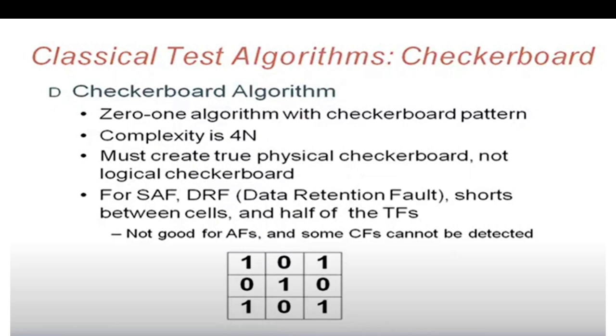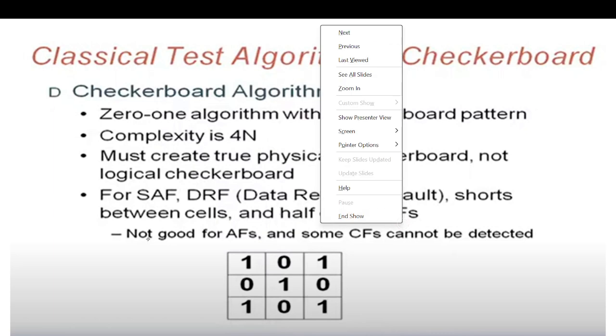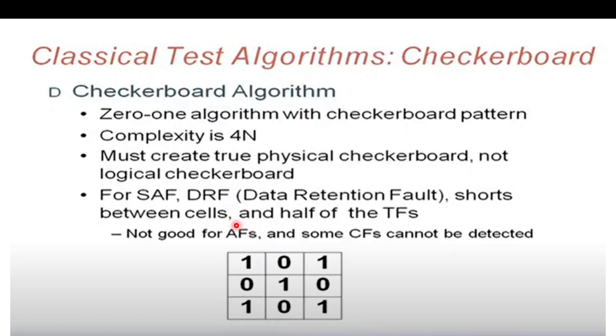Next, classical test algorithms, checkerboard. So checkerboard algorithm, 0-1 algorithm with checkerboard pattern. Again the complexity is 4n. It must create a true physical checkerboard, not a logical checkerboard. It detects SAF, DRF, that is data retention fault, shorts between cells, and half of the transition faults. Not good for address decoder faults, and some of the coupling faults cannot be detected.